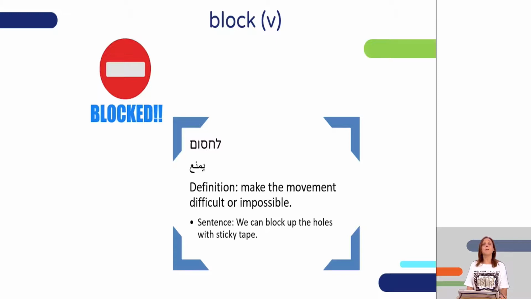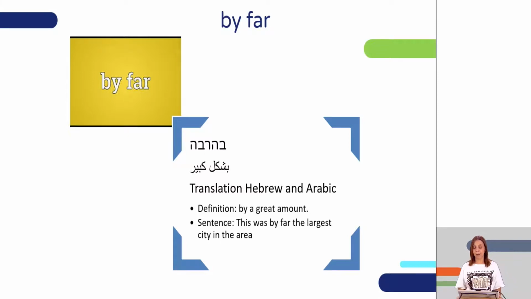We have here block. Block is a verb. What does this verb mean? Block is make the movement difficult or impossible. There's something blocking our way. So here we have a sentence. We can block up the holes with sticky tapes. So block here is make the movement difficult or impossible. Stop the movement.